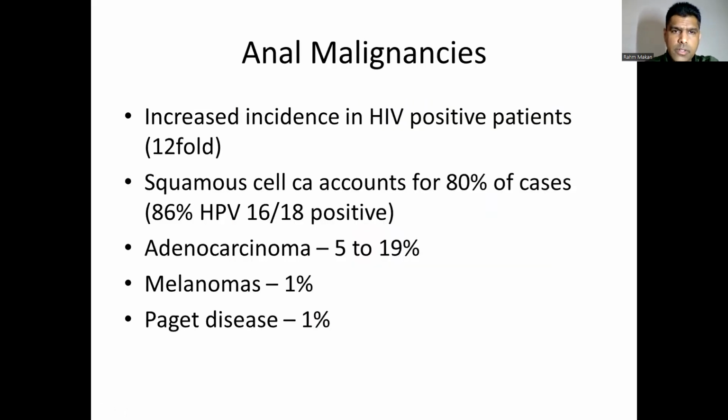The other common pathology seen is anal malignancies. So this incidence has increased in HIV-positive patients where the risk increases 12-fold just by having HIV alone, whether it's controlled HIV or uncontrolled HIV. And the type of carcinoma that is seen is typically squamous cell carcinoma, which accounts for 80% of the cases. And of those 80%, 86% are HPV related. Adenocarcinoma then accounts for 5 to 19% of the remaining, melanomas for 1%, and Paget's disease for the remaining 1%.